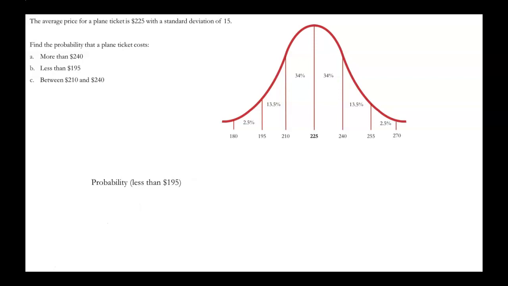Now, part B, the probability of a plane ticket costing less than $195. So we find $195 over on the left side of our bell curve, and we want less than. Well, that's just that single section of 2.5%. So that equals a probability of 0.025.